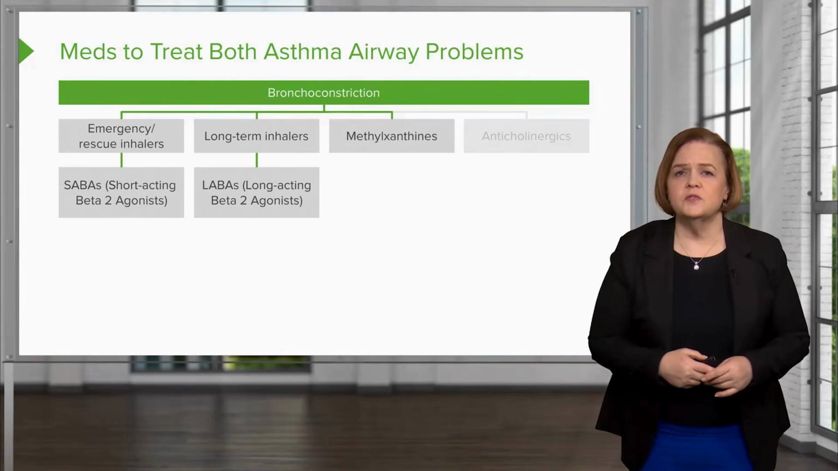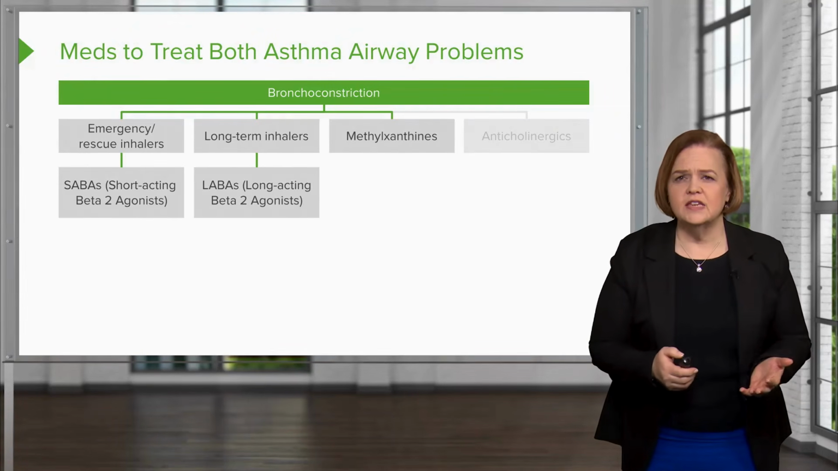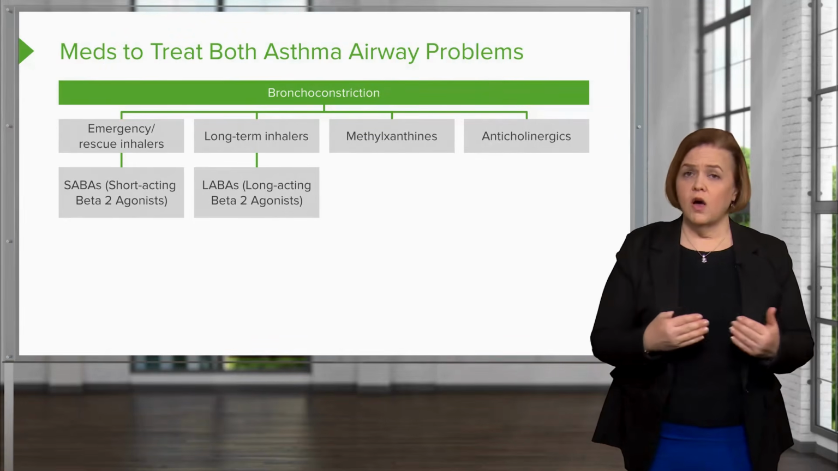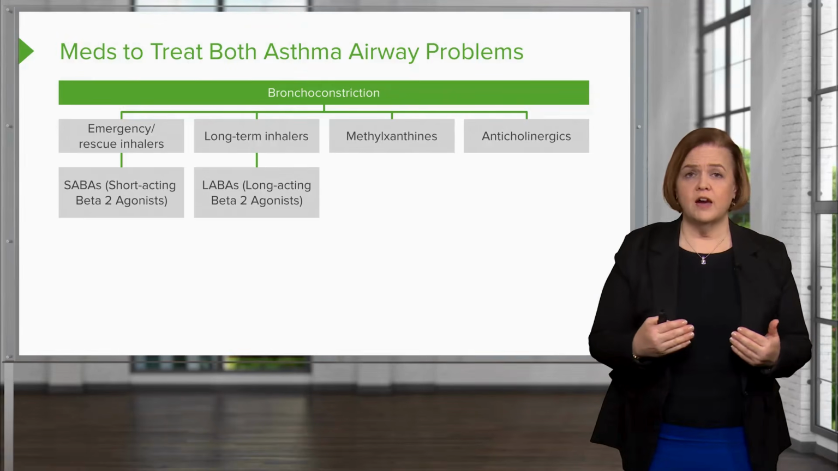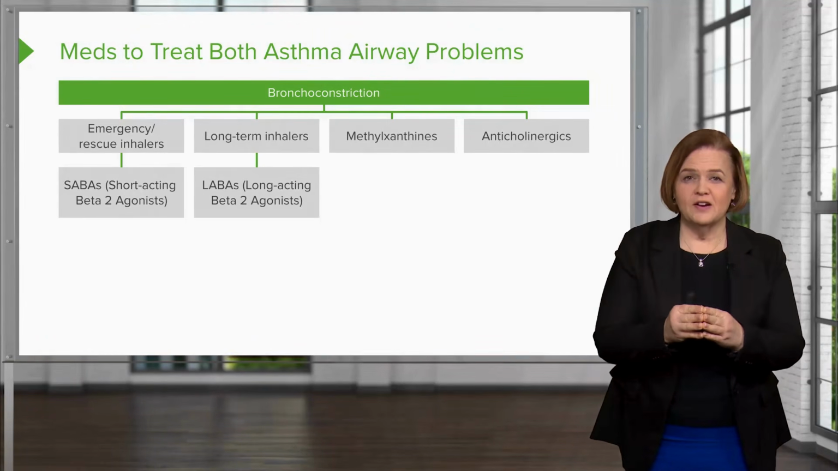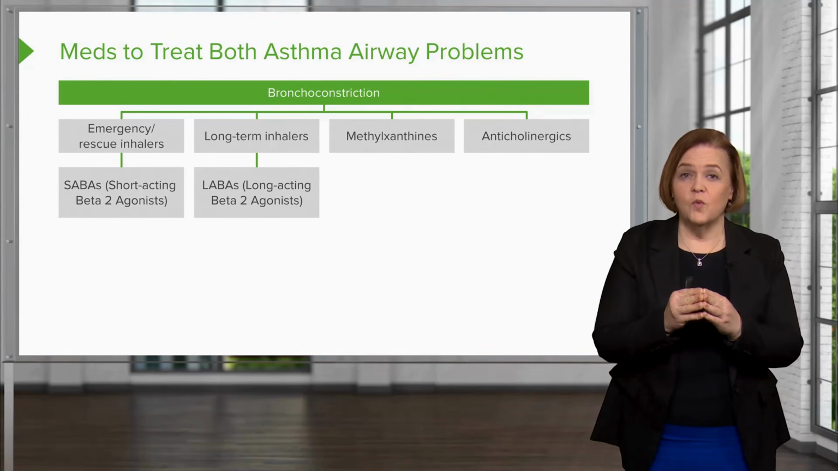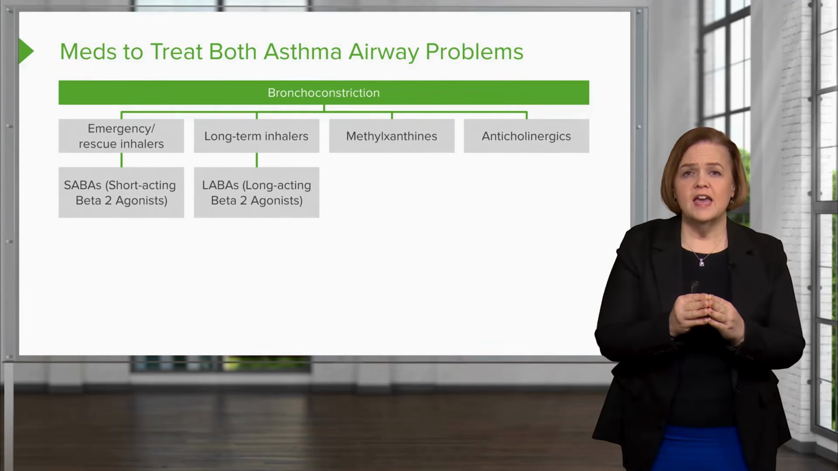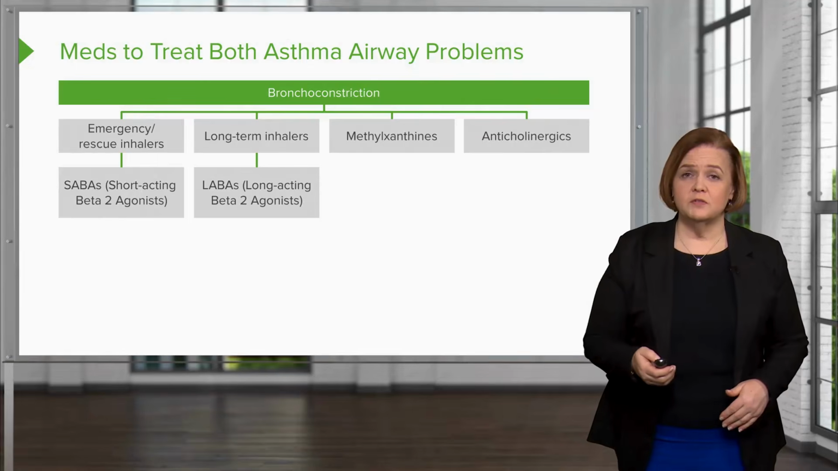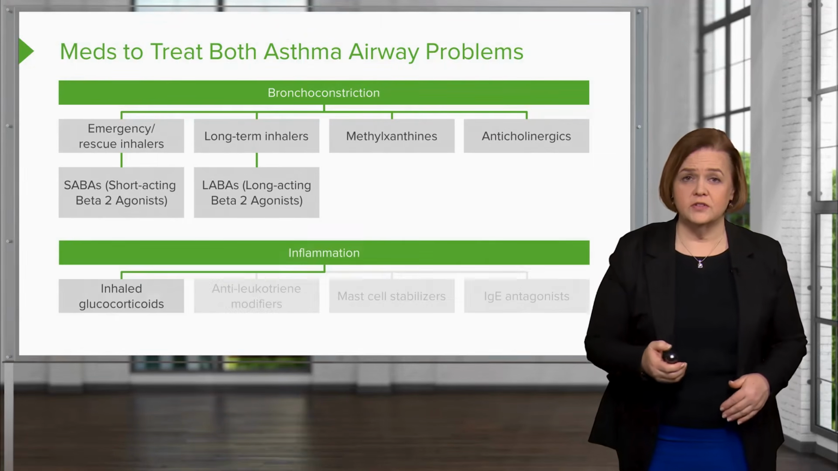Now, a couple other choices we have for bronchodilators are methylxanthines, and you see that we've got anticholinergics. Those are also very helpful, and we'll talk about how we use those. But the most important part of this slide, when we're talking about one of the two asthma problems, bronchodilators, is knowing the difference between emergency and long-term inhalers. I promise you, that could be the difference between life and death for your patients.